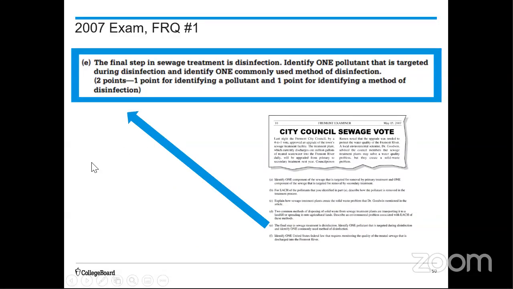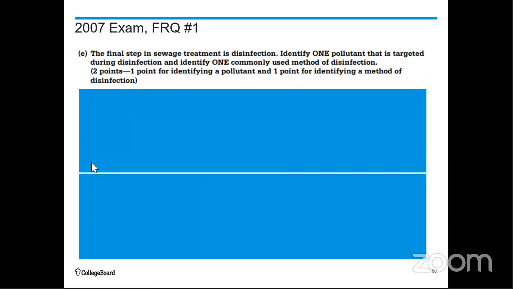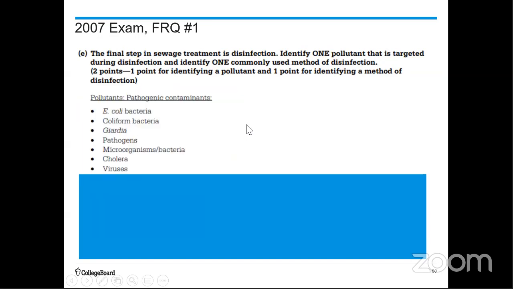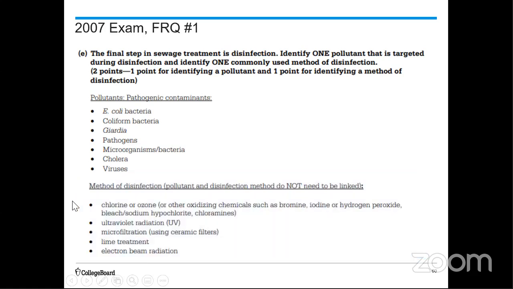It says the final step in sewage treatment is disinfection. Identify one pollutant that's targeted during disinfection and identify one commonly used method for disinfection. So let's take a look at these. I'm not going to ask you to do it now just for time's sake, but you should be able to identify some of the pollutants that we're getting out during disinfection, like bacteria or pathogens or other microorganisms. How do we do that? We mentioned chlorine, ozone, and UV radiation or UV lights as methods to do that.